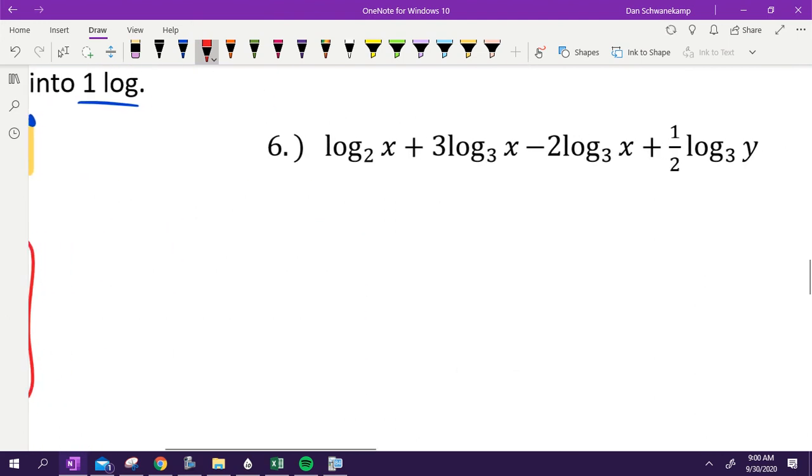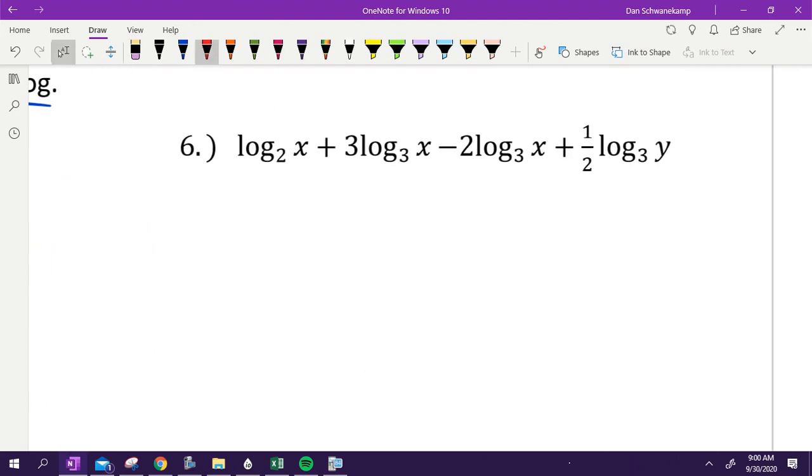On number 6, I made a little typo here. I can't condense these two the way they're written, because one is log base 2, the other one's log base 3. Okay, so we wouldn't be able to condense that. But let's act like I wasn't bad, and this actually said 3. Condense that. Okay, take a second with your neighbor, condense it first, and then once you've condensed it, simplify it a little bit. See what you can do with that. Go.